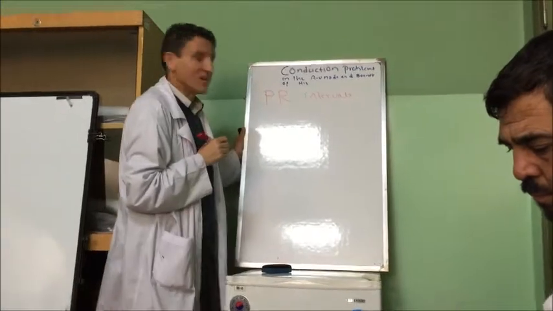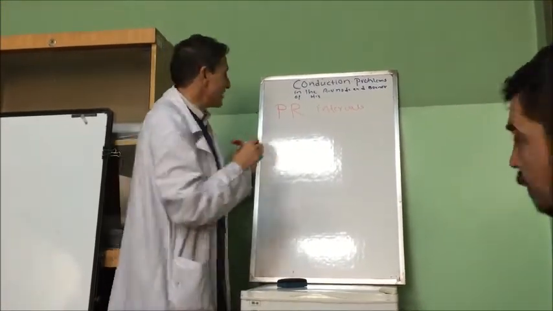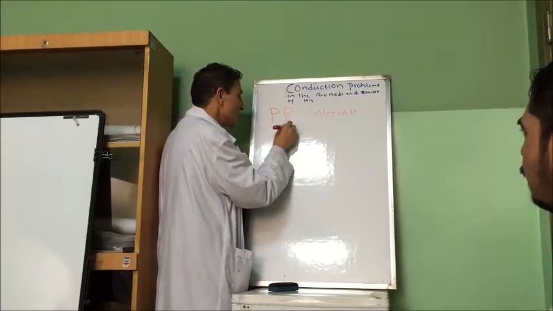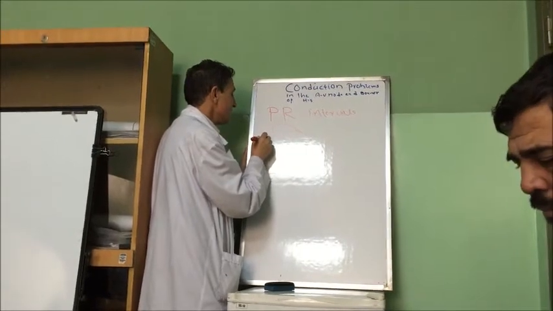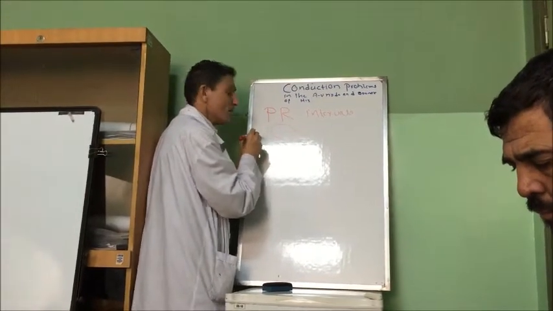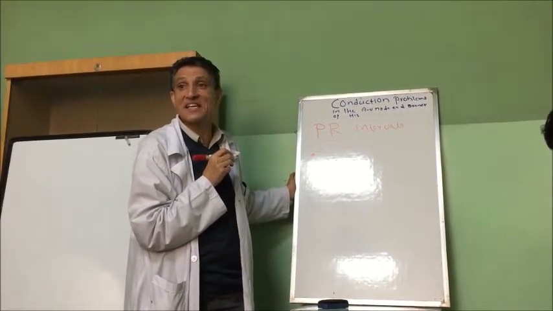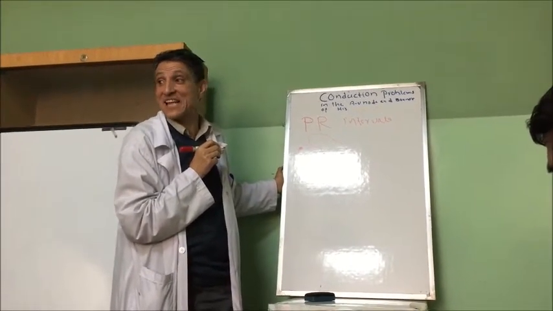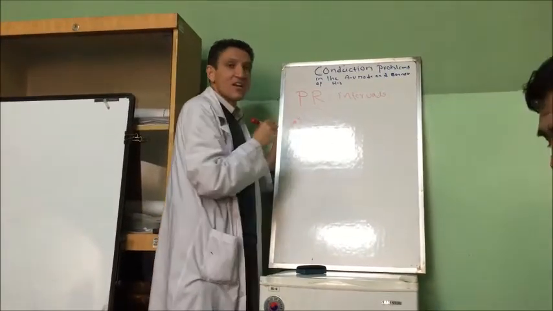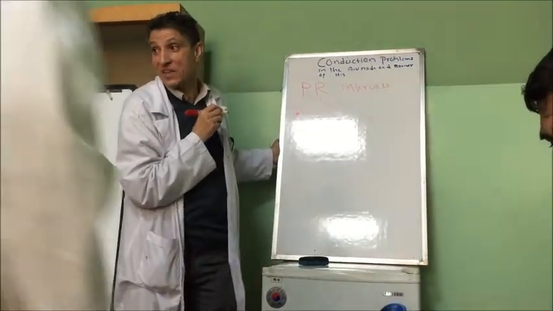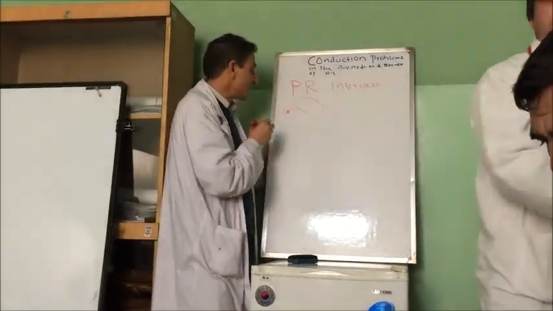As I mentioned before, the electrical impulse is generated in which part of the heart? Yes, that is good. In the SA node. Where is the SA node located? It is also very important. The SA node is located in the right and upper part of the right atrium.